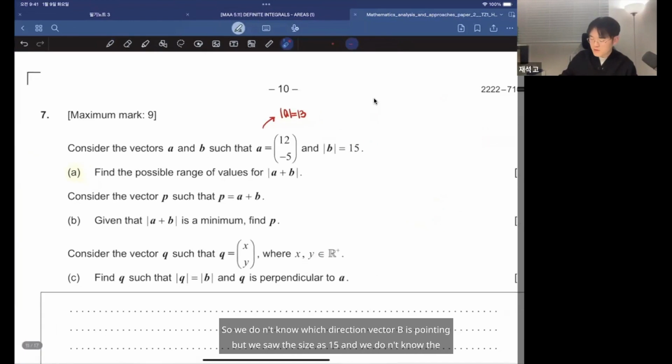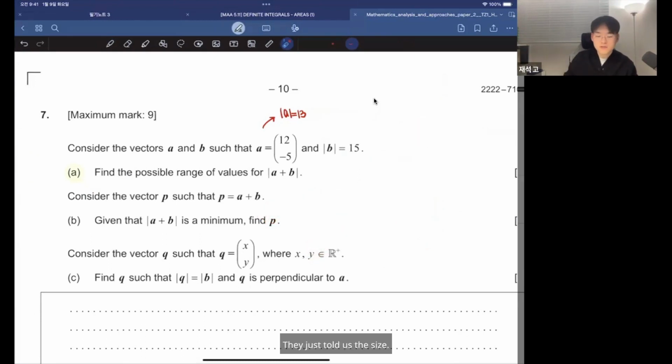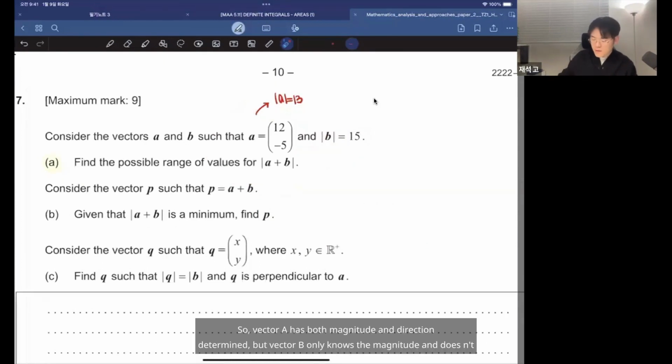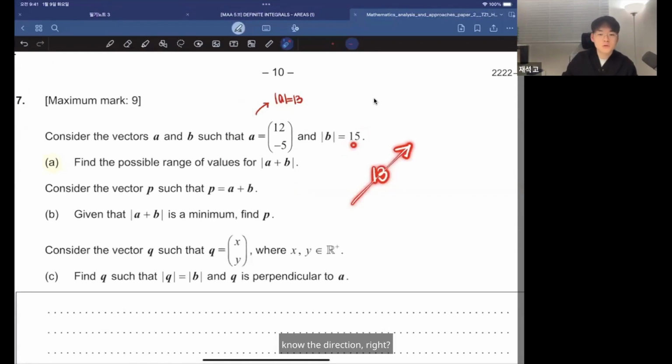So we don't know which direction vector B is pointing, but we saw the size is 15. They just told us the size. A told us both the size and the direction. So vector A has both magnitude and direction determined, but for vector B we only know the magnitude and don't know the direction, right? So what are they asking us to find, guys?